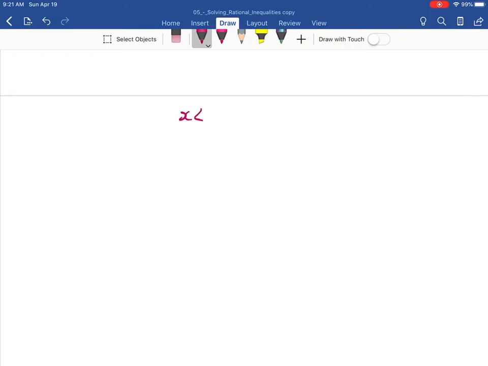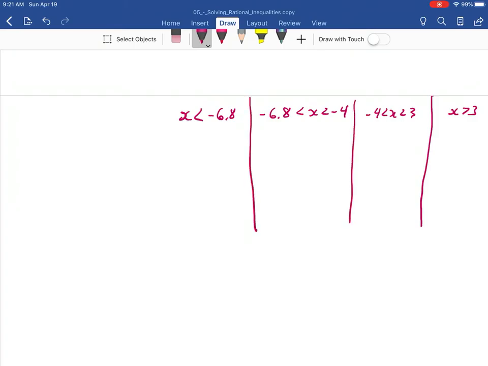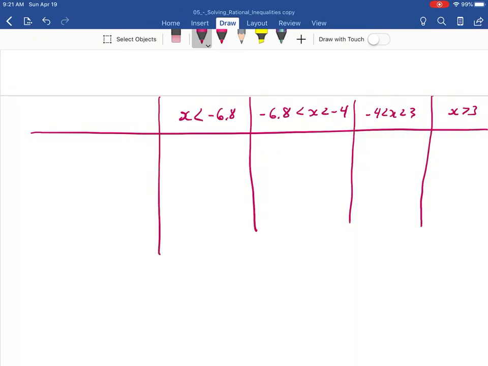So here's my chart. Start with the lowest of those x-intercepts and vertical asymptotes, negative 6.8. Then I want to know between that x-intercept and this one, and then between negative 4 and 3, and then greater than 3. So I've used all those x-intercepts and those vertical asymptotes. Now I'm also going to show you a shortened way of doing the chart here.